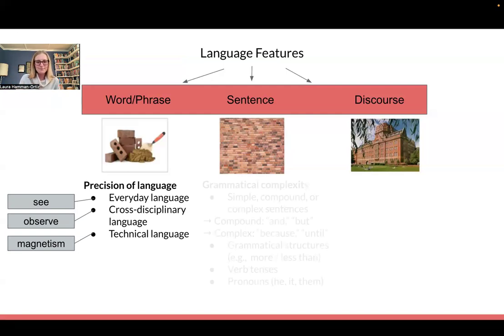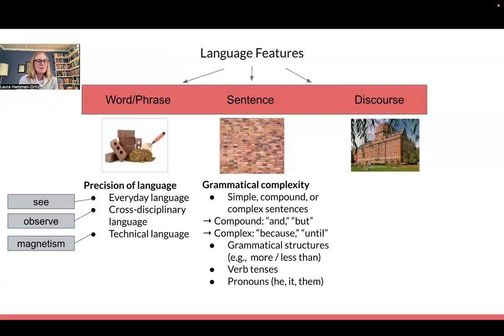Content specific. For sentence level, we might think about grammatical complexity, how complex the sentences are that we're working with, if we're using compound words, or if we're creating complex sentences with words like "because" and "until." Grammatical structures, verb tenses, pronouns, all of that is part of the sentence level.